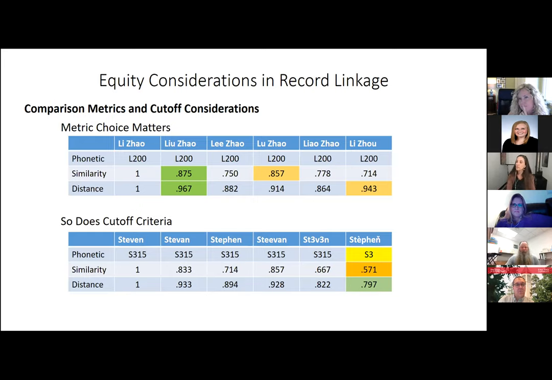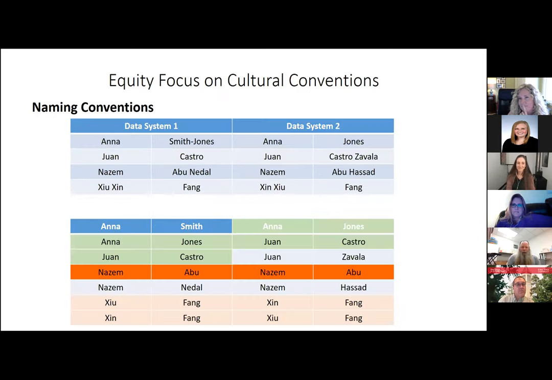So we've played a lot with those criteria as well.